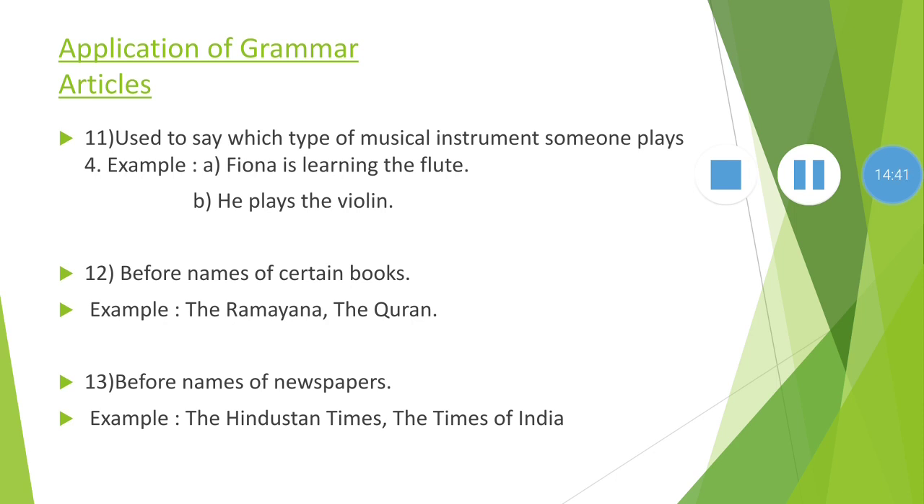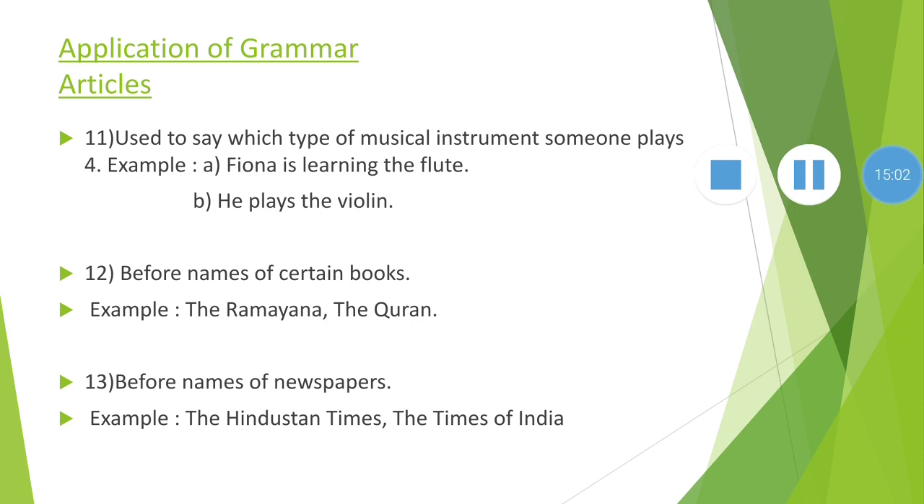He plays the violin. Violin is also a musical instrument, that's why we use the article before it. Then also we have seen many examples. He likes to play the piano, he likes to listen to the music, etc. We use the article before it.